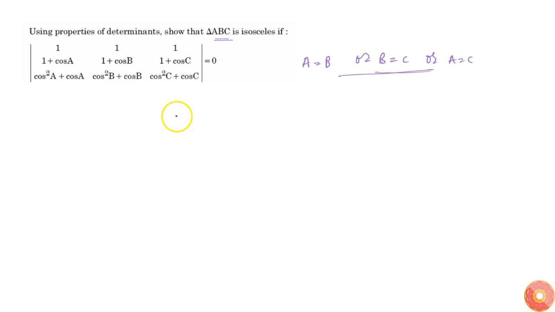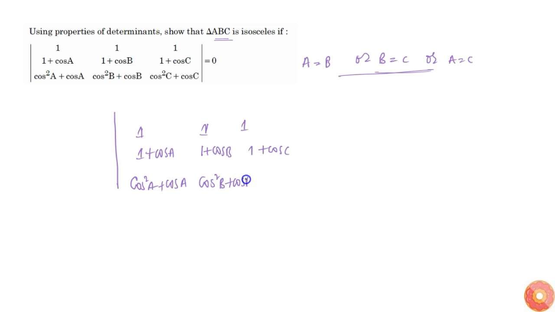So here the thing is, we need to find the determinant of 1 plus cos A, 1 plus cos B, 1 plus cos C, and then cos square A plus cos A, cos square B plus cos B, and finally cos square C plus cos C.